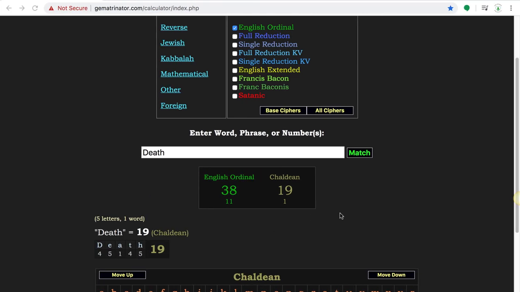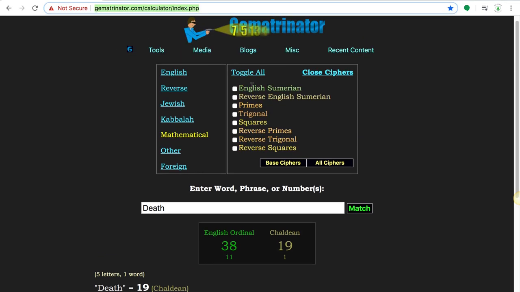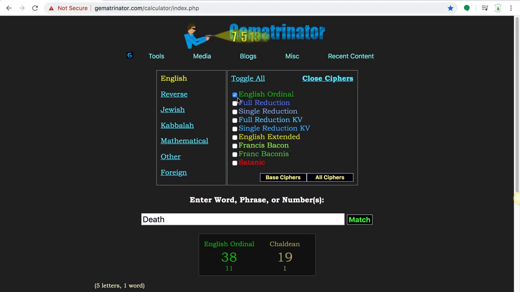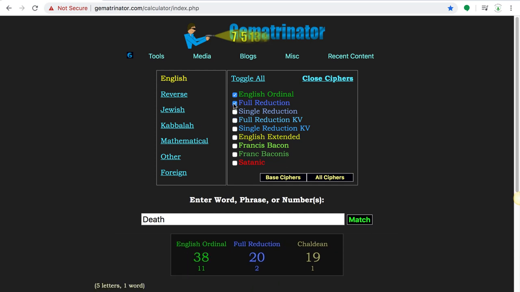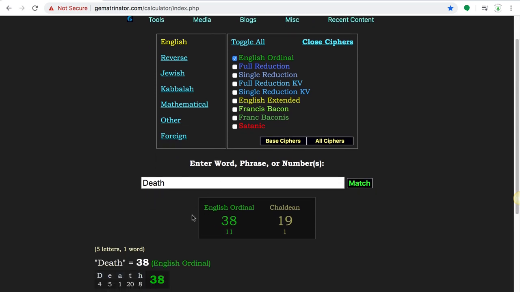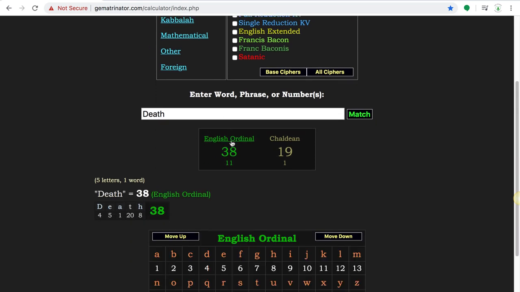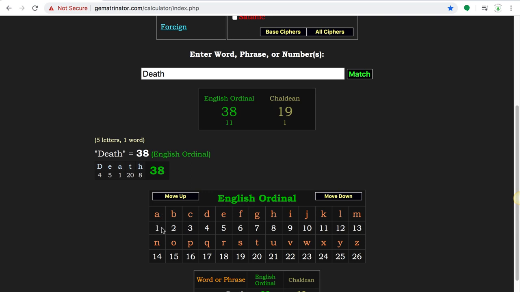So this is the website that I use right here, gematrinator.com. There are many different what are called ciphers. You can click on all these and it just gets really crazy after that. My suggestion is to use just one. If you want to go ahead and use two, these I feel are the most popular. The English ordinal is using the numbers 1 through 26, matching each letter A through Z. A is 1, B is 2, C is 3.